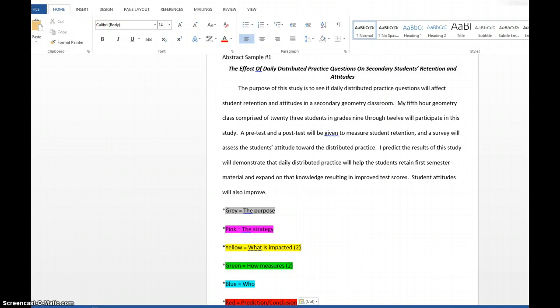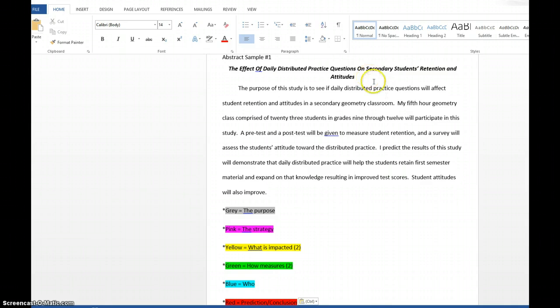The average length of an abstract is 1/4 to 1/3 of a page. And you can see here on the screen that I have a sample abstract for you. And this is as long as your abstract is going to be as well. It starts with the title, which we'll get back to in a minute, what goes into a great title. But the title of this one is The Effect of Daily Distributed Practice Questions on Secondary Students' Retention and Attitudes.